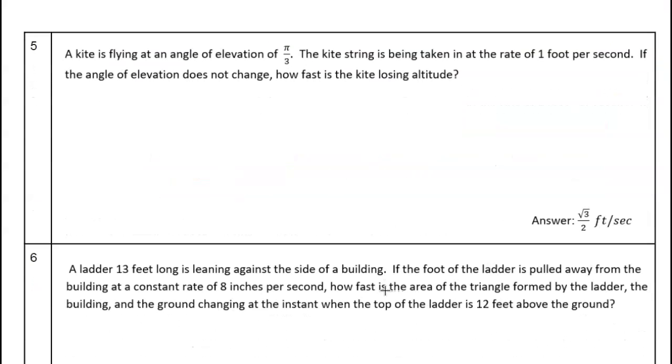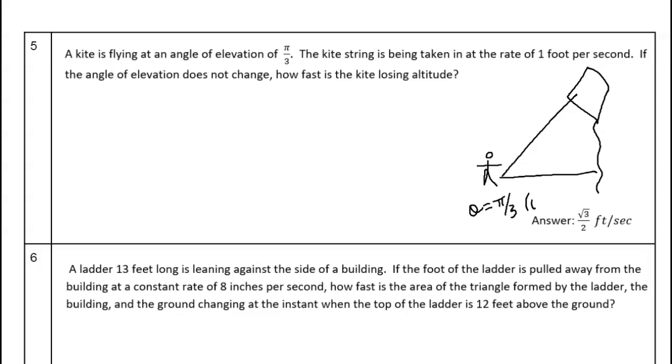All right, let's try number 5. I like number 5 because it talks about angles. So we have a kite that we are flying. I know, not drawn to scale. At an angle of elevation of pi over 3. So theta equals pi over 3, which remember is 60 degrees, but everything's always in radians. The kite string is being taken in, so I'm going to call this string, I'll call this ground, and I'll call this height.